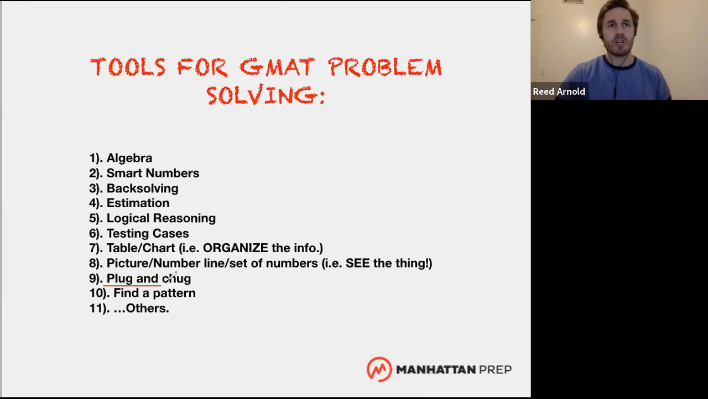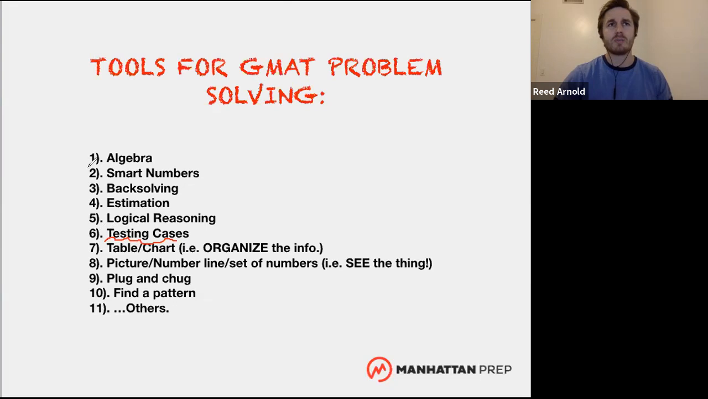For plug and chug, that's something that's done often, for instance, in function questions and weird symbol questions. There are others where you can do it, but that's a good sign that you might use the plug and chug method. So certain strategies are used more with certain question types and in certain topics, but here they are: algebra, picking smart numbers, back solving, estimation, logical reasoning, and testing cases, which is usually used in data sufficiency but does show up in problem solving as well.